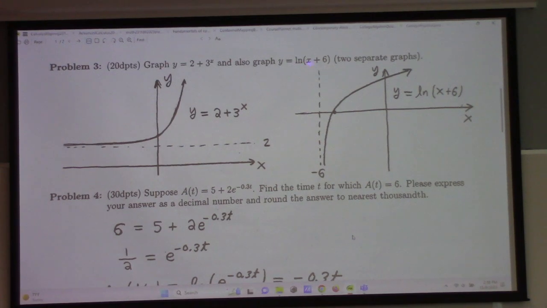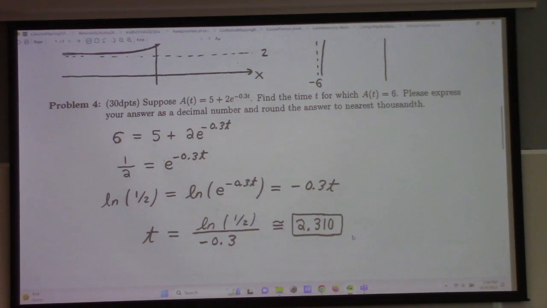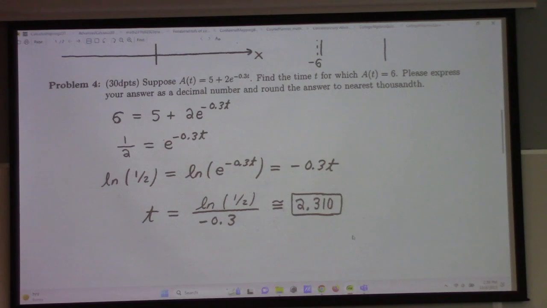Natural log of x plus 6. That's the natural log graph shifted 6 units to the left. The natural log has a vertical asymptote, which is the y-axis. So this one has a vertical asymptote at x equals minus 6. But there you go. We probably all need to work on graphing, right? Yep. We'll do more graphing another day, okay, guys? Deal.